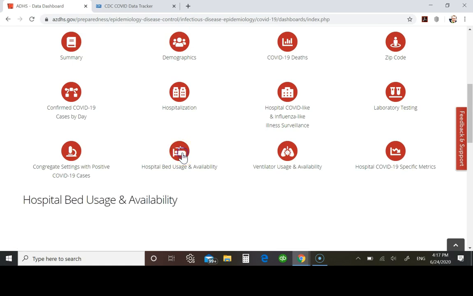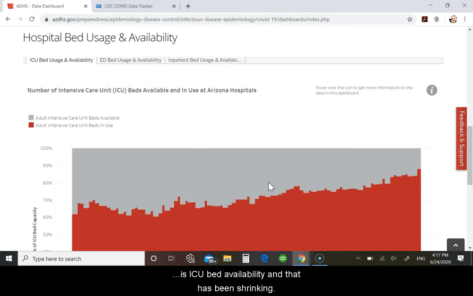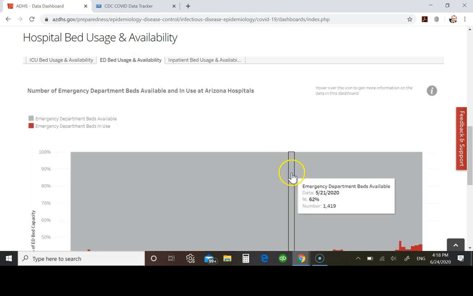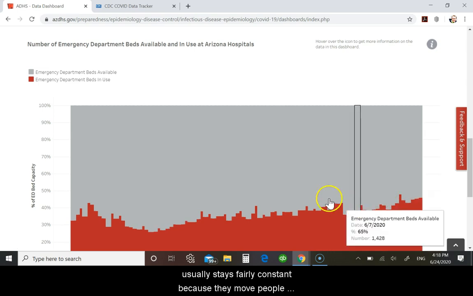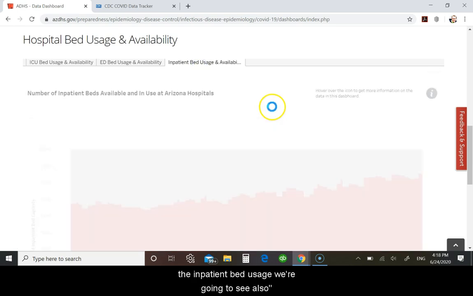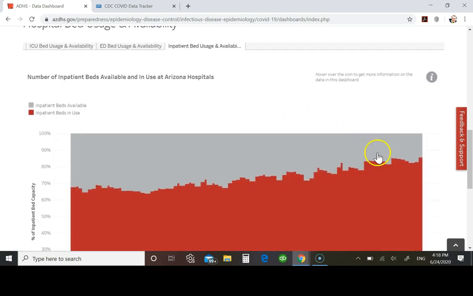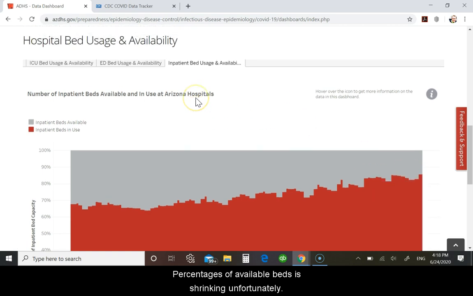One other thing in Arizona that we're paying close attention to is ICU bed availability, and that has been shrinking. There are still contingency spots that can be opened, and they have contingency plans to open up more beds, but that's problematic. Emergency department usage has gone up a little bit. That usually stays fairly constant because they move people out of there, right? People come into the emergency department, but then they move them on. But for inpatient bed usage, we're also going to see that the percentage of available beds is shrinking, unfortunately.